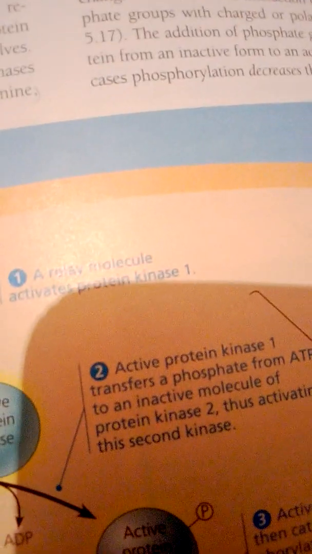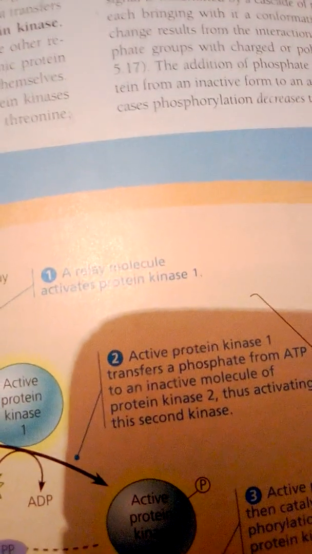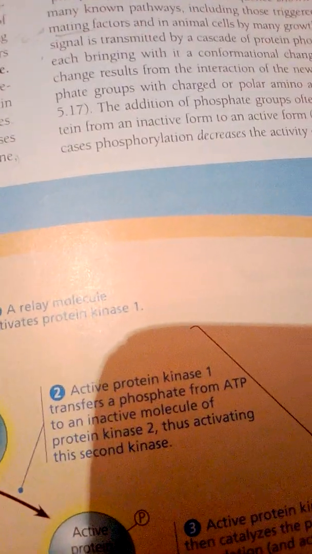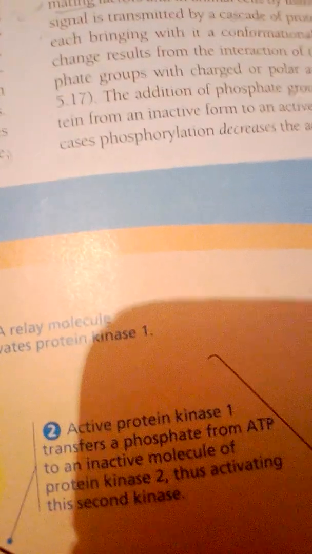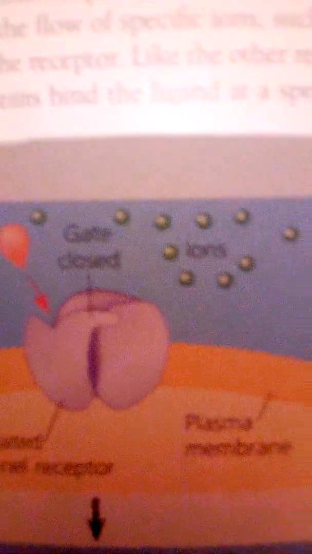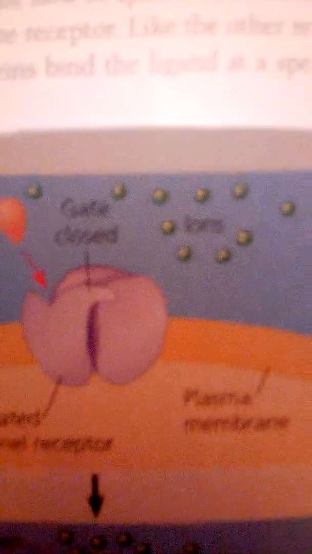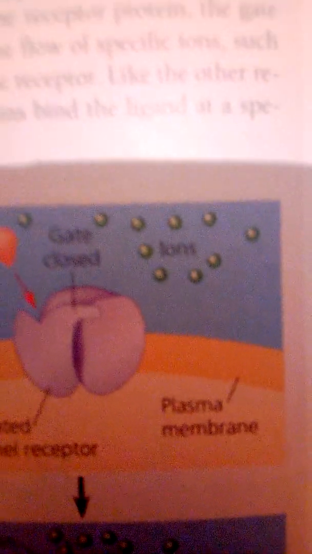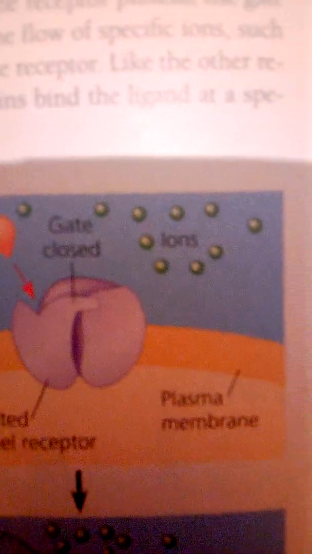Ligand-gated ion channels are very important in the nervous system. For example, the neurotransmitter molecules released at a synapse between two nerve cells bind as ligands to ion channels on the receiving cell, causing the channels to open. Ions flow in and trigger an electrical signal that propagates down the length of the receiving cell.